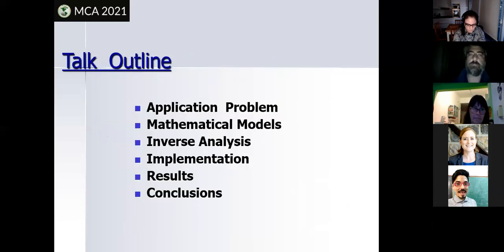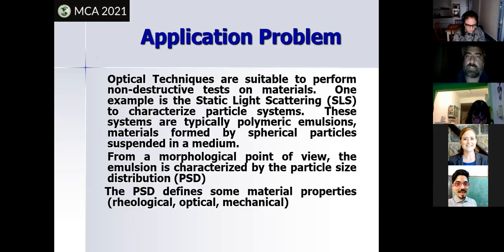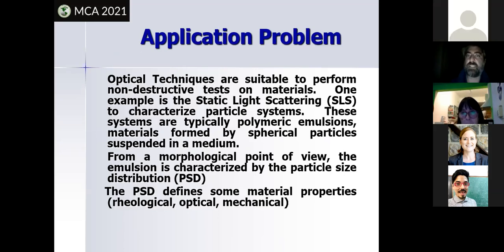Here's the talk outline. I'm going to start with the application problem. Our application problem is to characterize particle systems, which can be done through the particle size distribution, which defines some material properties. The PSD, as I will name it from now on, can be obtained from different experimental techniques. In particular, optical techniques are suitable to perform non-destructive tests of materials. One example of this is the static light scattering, or SLS, from now on. This is the experimental technique we are using, and we are dealing with polymeric emulsions formed by spherical particles.